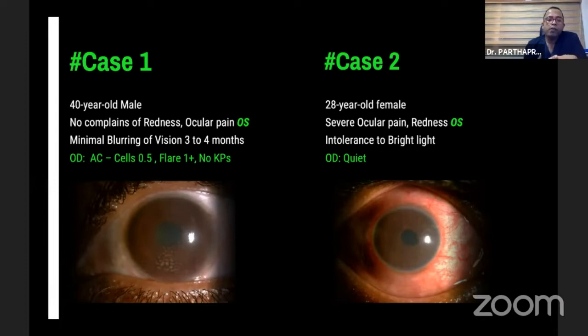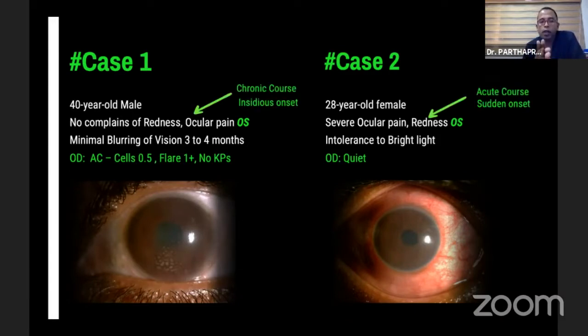When we examined, we found that the first patient's eye had cells of 0.5 and flare and no KPs, whereas the second case was unilateral, the other eye was quiet. Now, if you look into their symptoms, you can see that the first patient had a chronic course and an insidious onset. Insidious onset is when a disease comes slowly and does not have any obvious symptom. In the second patient, it was an acute course with a sudden onset. Only for the last 2 days, the patient was having severe pain.